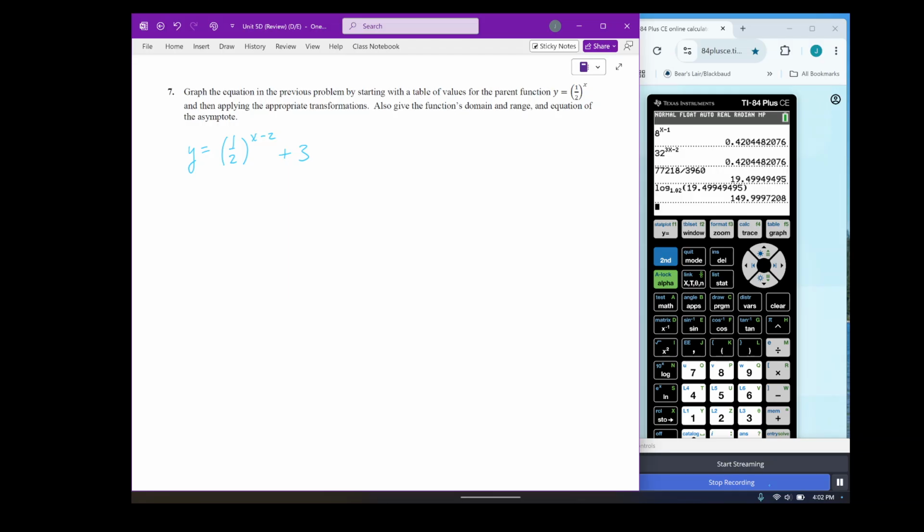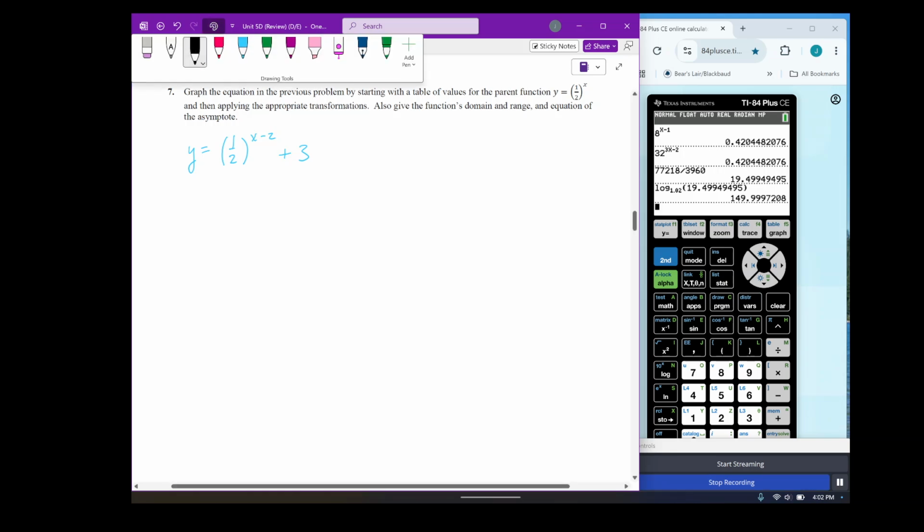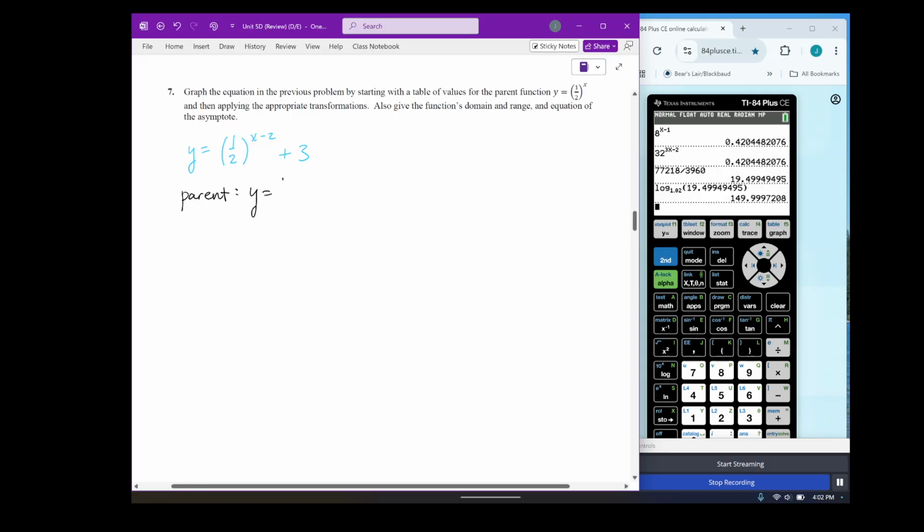Okay, so we're using the parent function, 1 half to the x. Sorry, I don't like that color as the main color. Let me use black here. Okay, so the parent function is y equals 1 half to the x. So let's make our chart. X, y, -2, -1, 0, 1, 2.